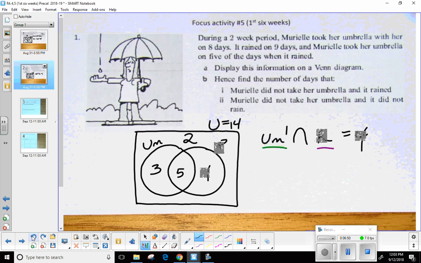Muriel did not take her umbrella, and it did not rain. Okay, so again, not doing these things would be the complement. So she did not take her umbrella, and it did not rain. That's the 2. That's the 2 days that we have in the universe, but not within those sets. Excellent. Okay, any questions on that?